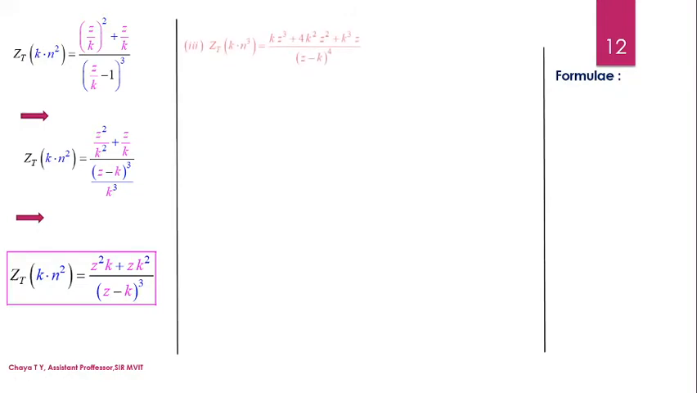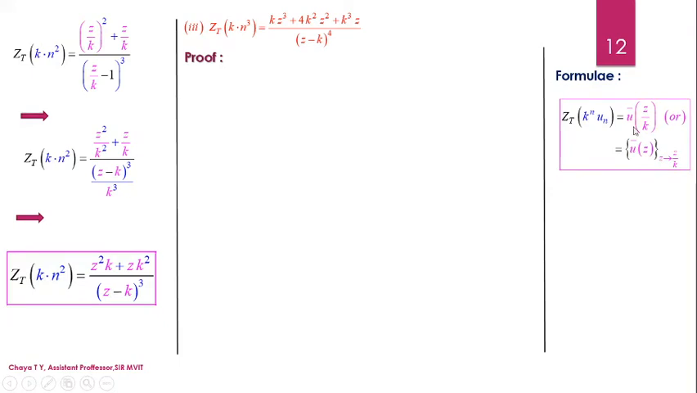Now similarly, I have to obtain the third proof, of the form: the Z transformation of k^n times n cube is k z cube plus 4 k squared z squared plus k cube z divided by z minus k whole to the power 4. So as usual, what do I have to do to prove this? Consider the damping rule. This is our damping rule. We are going to consider the LHS of the damping rule, and then replace the sequence un by n cube.